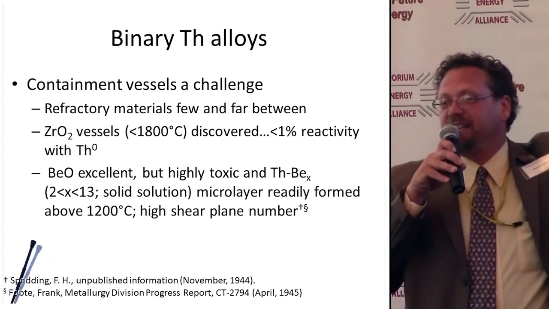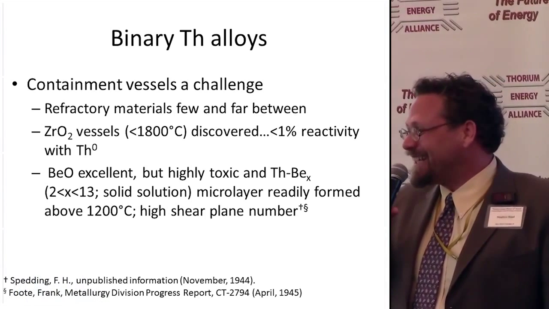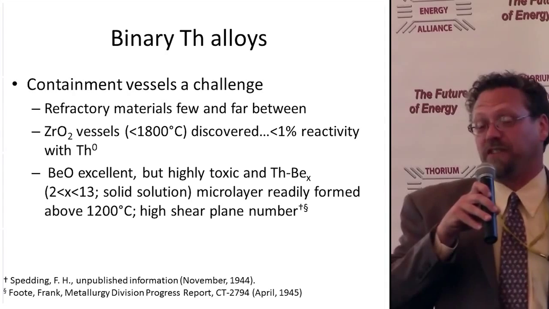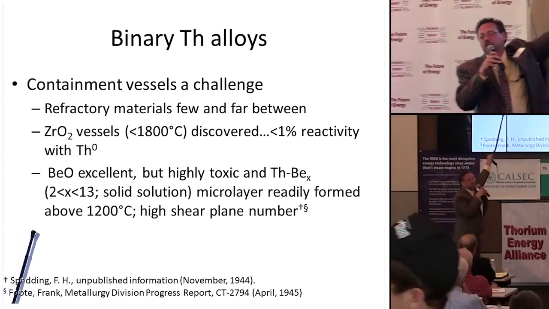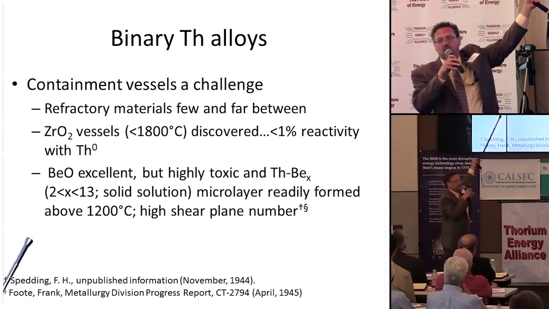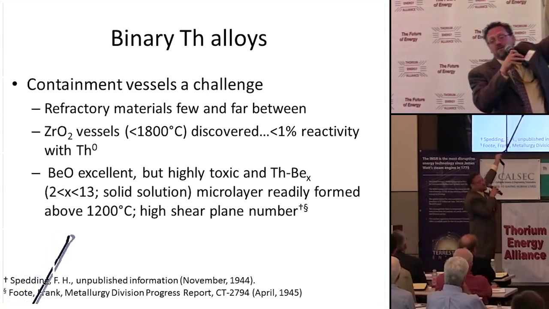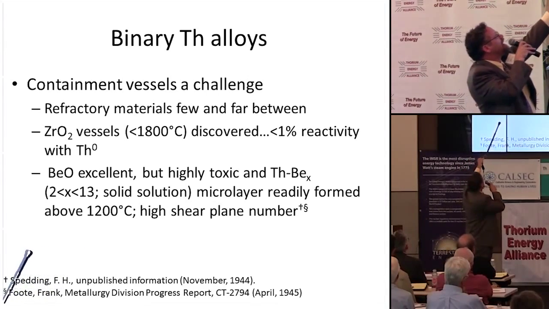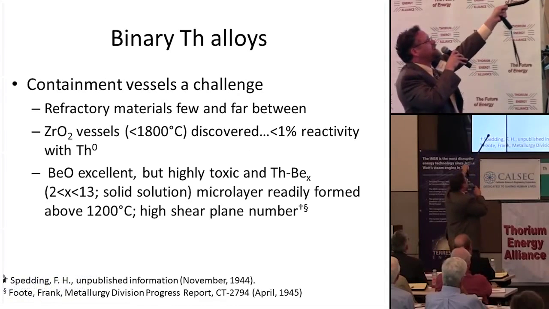When they were first making these things, what was the containment vessel used to hold it in order to melt it? They had a real tough time. It took a couple of years to finally figure it out. They settled on zirconia, okay? Zirconium-4 oxide. You could tolerate it under 1800 degrees Celsius. Very little reactivity with the thorium, and so that was really helpful.